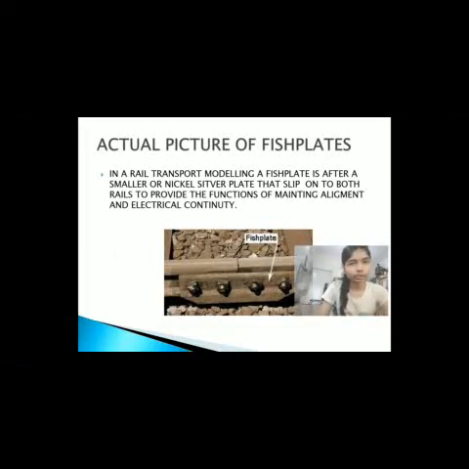Actual picture of the fish plates. In rail transport, a fish plate is a metal or nickel-silver plate that slips onto both rails to provide the functions of maintaining alignment and electrical continuity. So by this we can understand the fish plate is used for maintaining electrical continuity in the rail track.